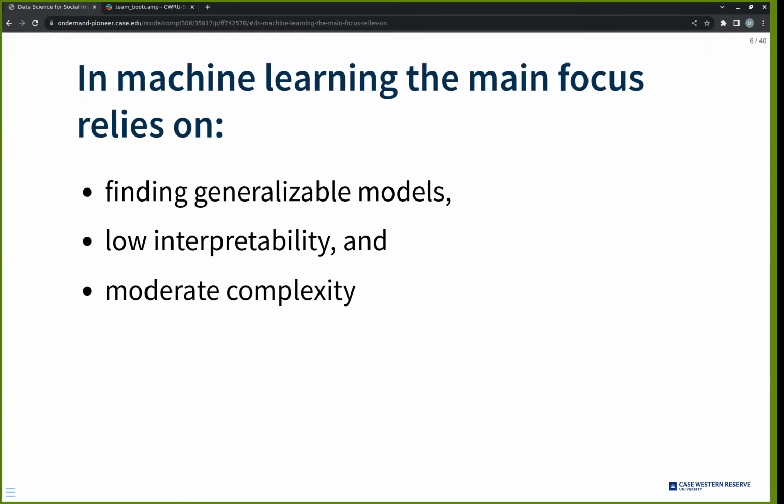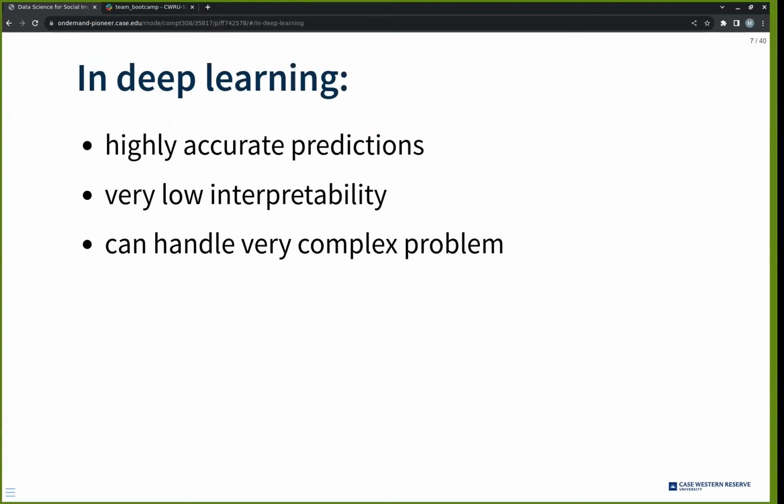Whereas in machine learning, the focus mainly relies on finding a generalizable model. The interpretability, as I told you, is very low and complexity is moderate. Whereas in deep learning, the predictions get accurate, that's true, but the interpretability goes very, very low. It can handle very complex patterns and very complex problems. It can learn a whole lot, even sometimes in some cases more than you expect.